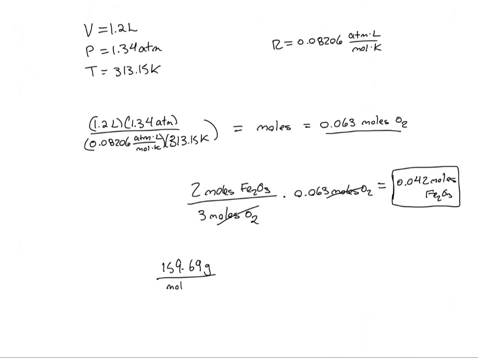And multiply it by the number of moles that we have, 0.042 moles, to give us 6.66, which we're going to round off to 6.7 grams of iron oxide. And that's the answer to our question.